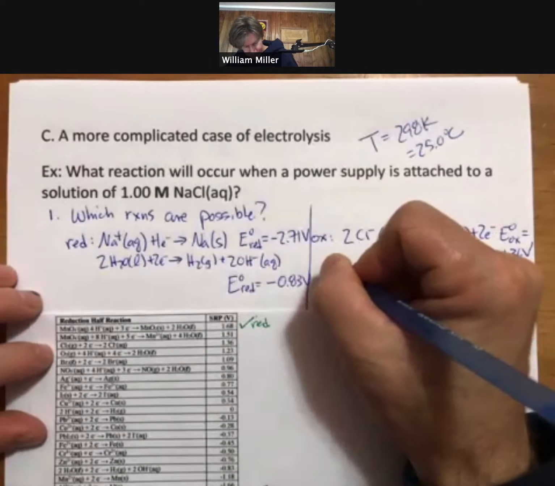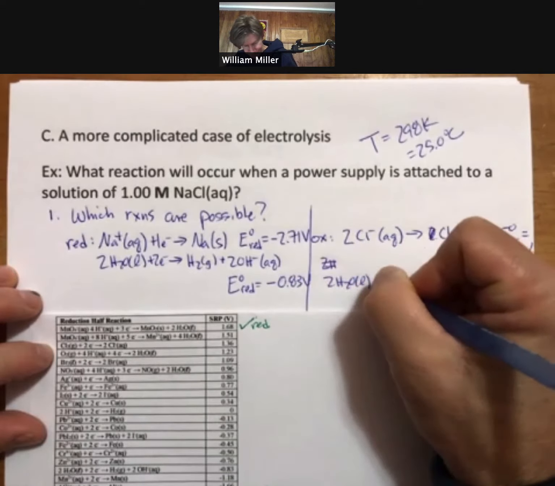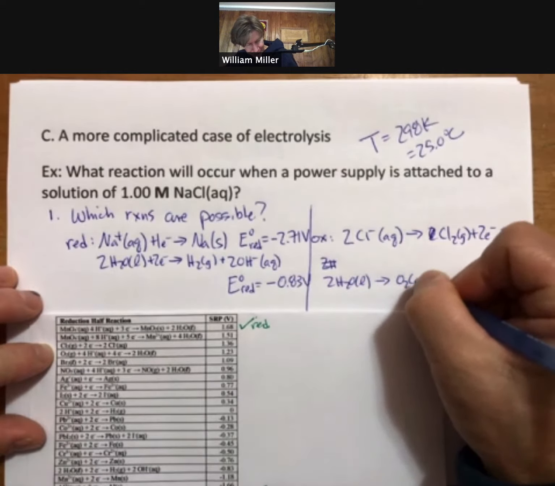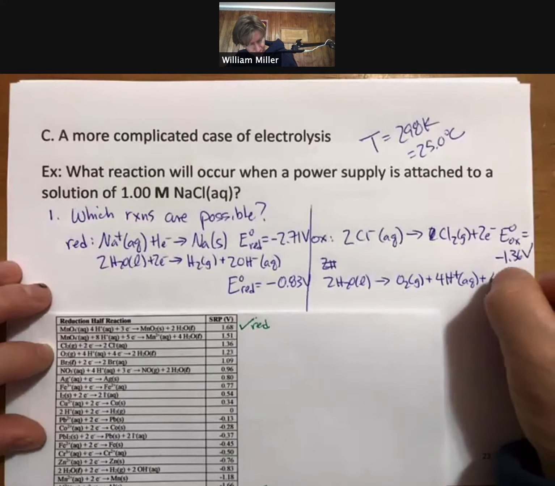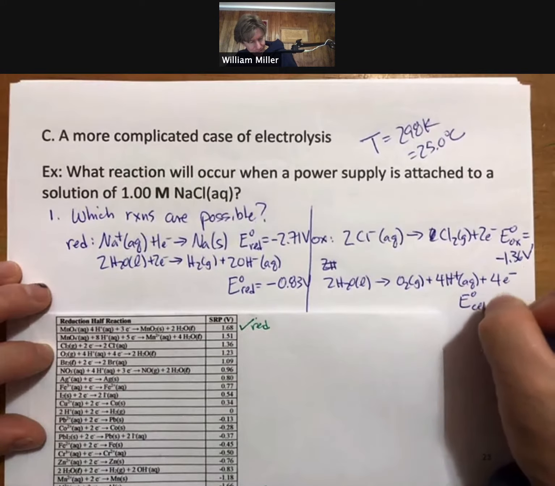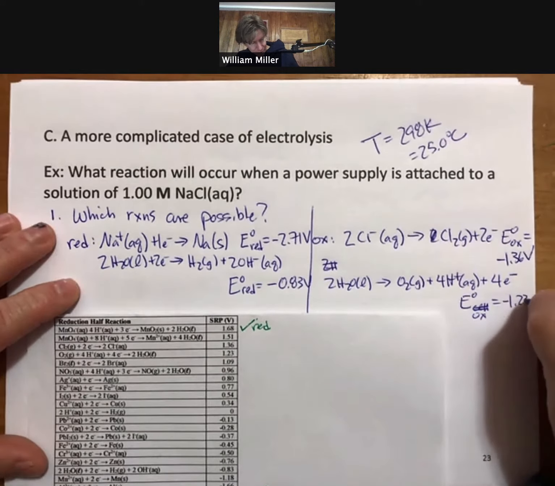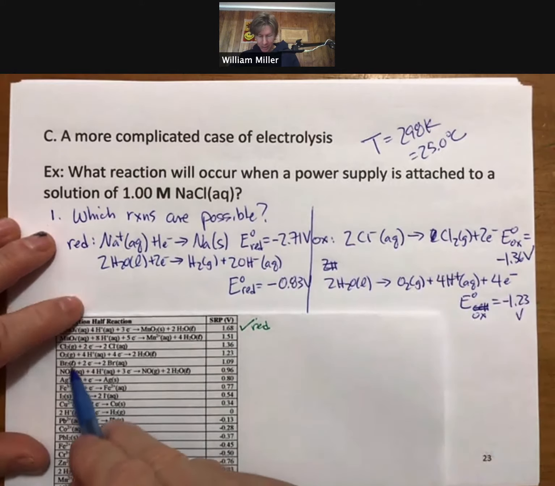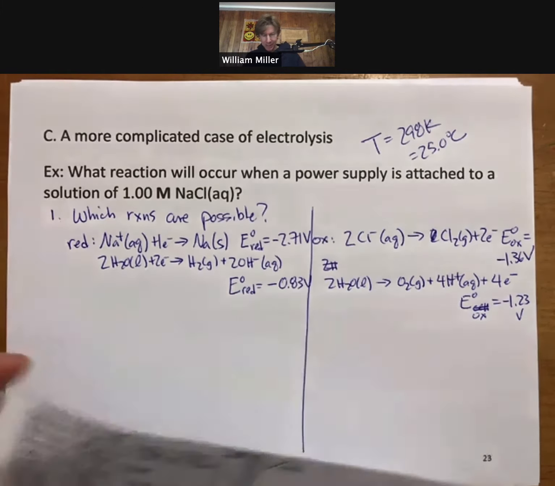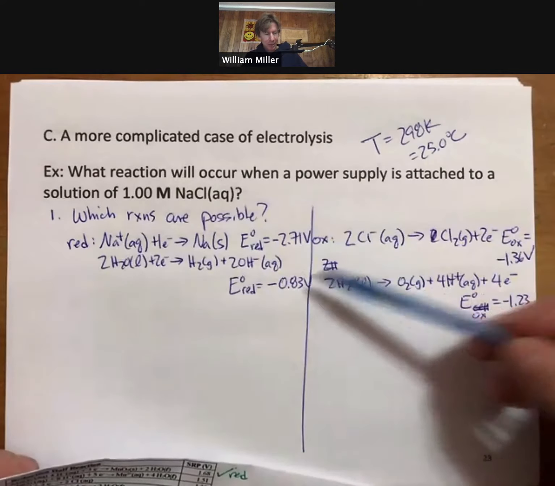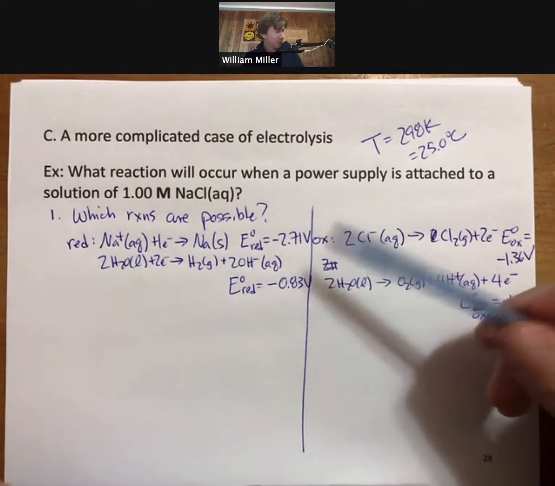So 2H2O liquid goes to O2 gas plus 4 hydrogen ions plus 4 electrons at a cell potential or an oxidation potential of minus 1.23 volts. Remember, it's written as a reduction here, but when we flipped it, we have to take the sign. The other hint is that since we're talking about electrolysis, typically, although not always, everything will be negative, and certainly the overall potential will be negative.